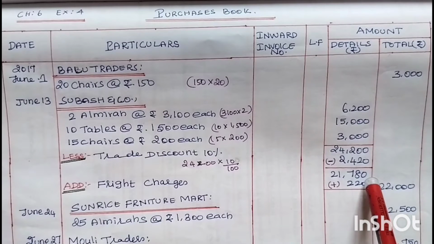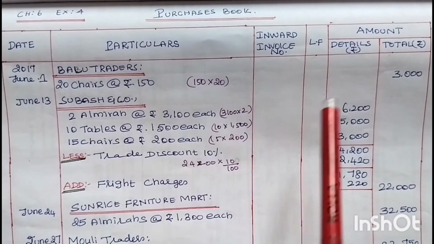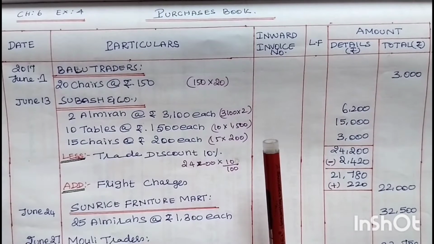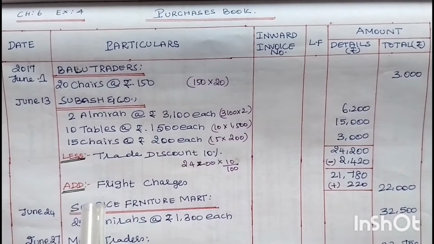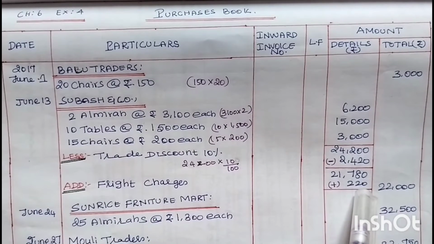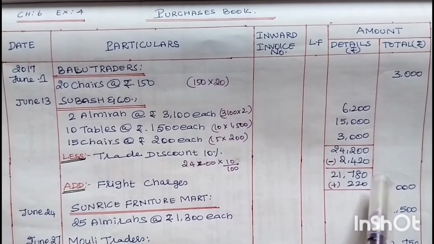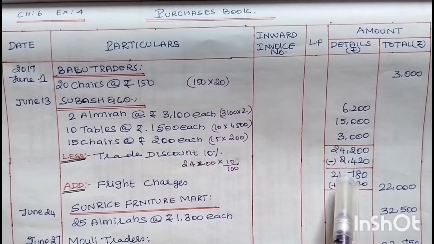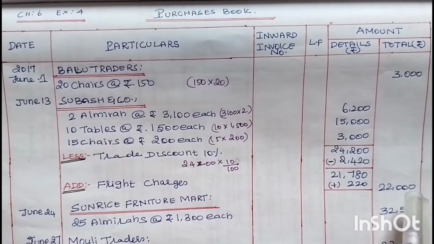Okay. Then they give the freight charges. The freight charges we always have to add. That is freight charges, delivery charges, cartage or direct expenses. These are chargeable from purchasers or customers, so they are added to the amount payable. Okay. So add freight charges 220. We have to add that amount after deduction of the trade discount. So how much do we get? We got 22,000. We directly enter that 22,000 into the total column.